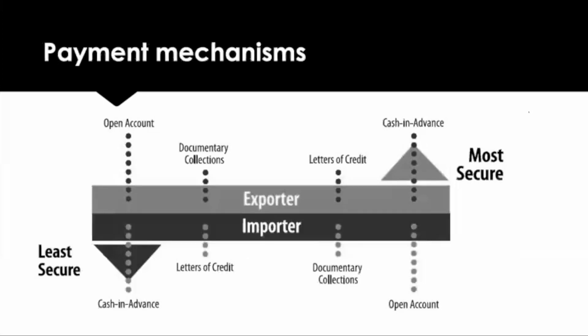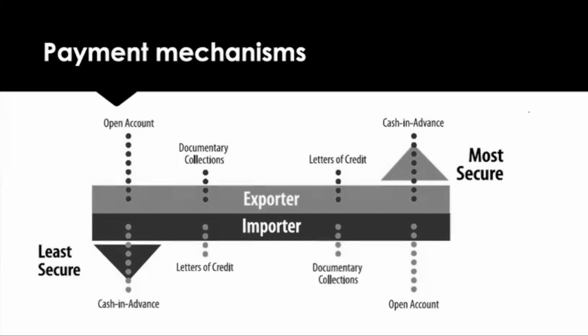And then finally, there are various payment mechanisms that can be used in international trade. They carry different risks in relation to payment and delivery. And if you look at the diagram on the side, you'll see the exporter is the seller and the importer is the buyer. And some are more favourable to the buyer and some are more favourable to the seller.